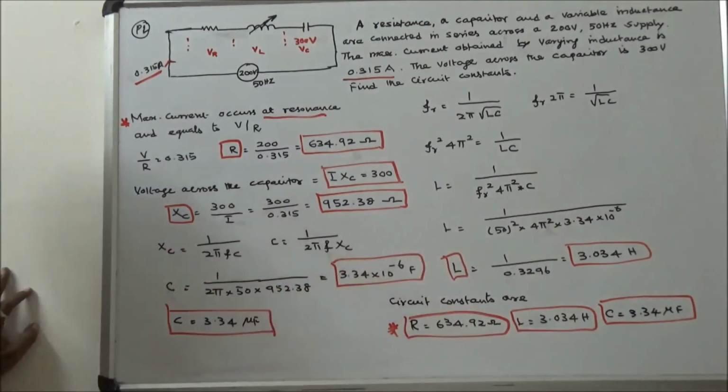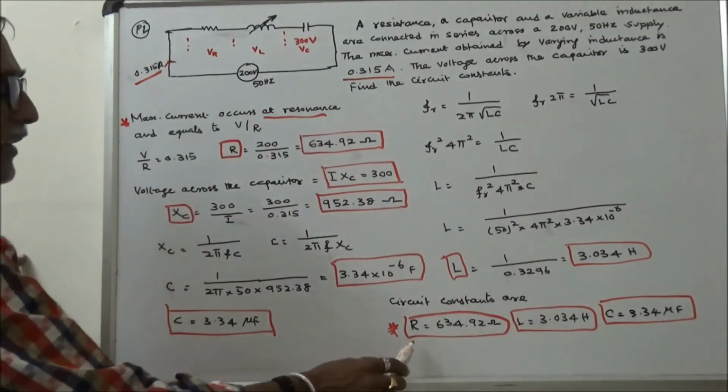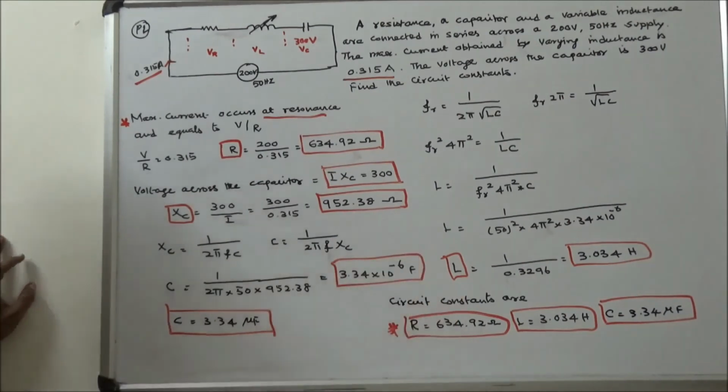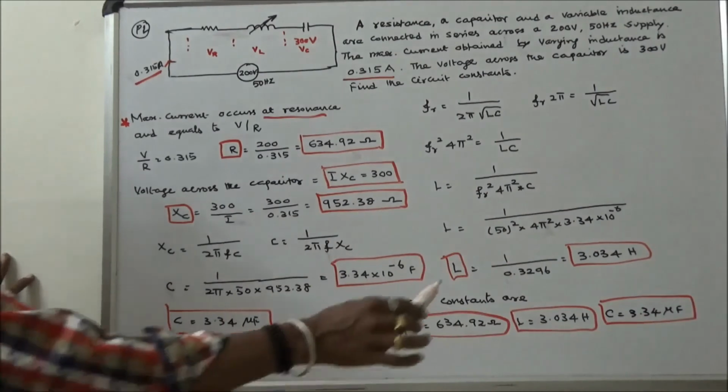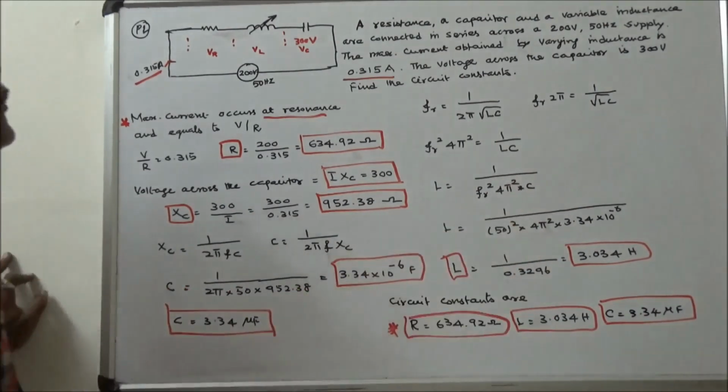3.034 henries. So the circuit constants are R is equal to 634.92 ohms, L is equal to 3.034 henries, C is equal to 3.34 microfarads.